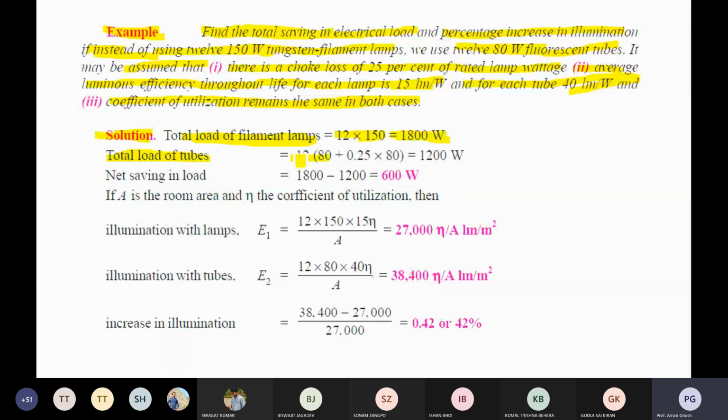Now the increase of illumination means 38400 eta by A minus 27000 eta by A, whole divided by 27000 eta by A. So finally it is coming 42%. I think you are getting those points. It is a simple problem, but you have to think in that manner. Another two problems are there which you can solve at your house. That portion I will share.